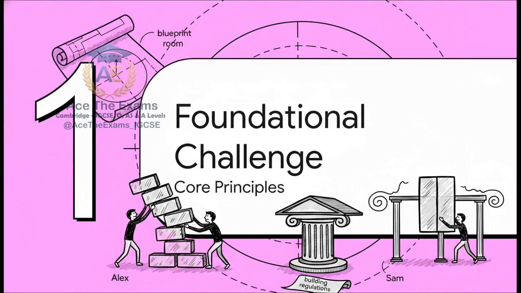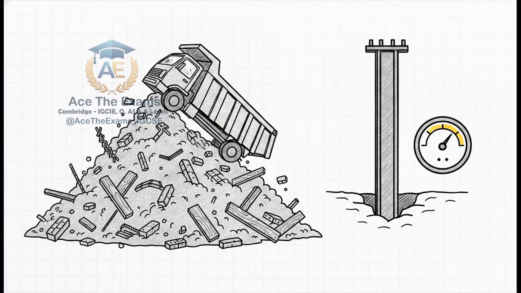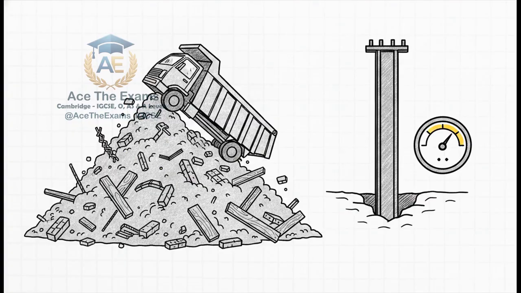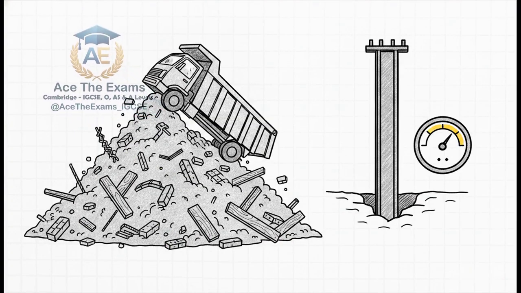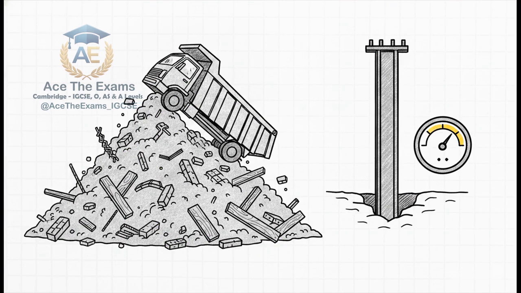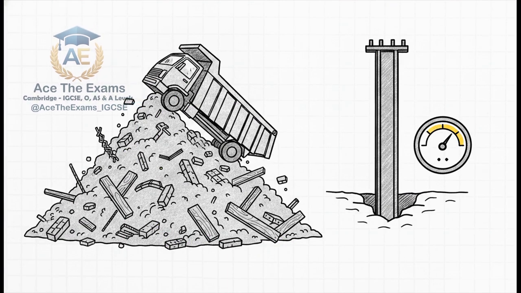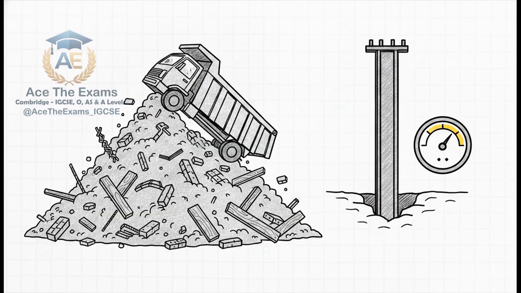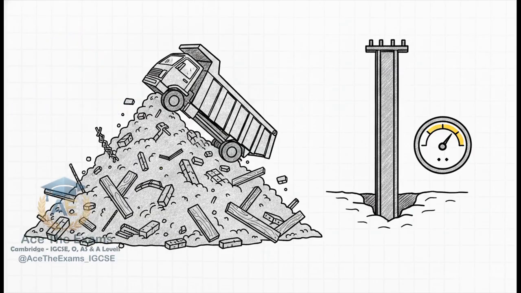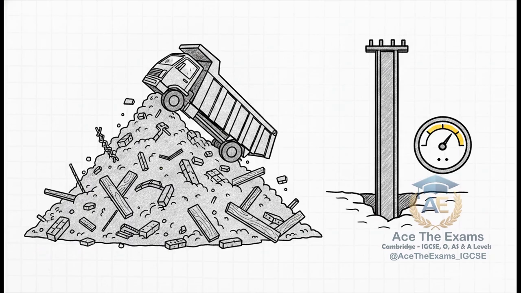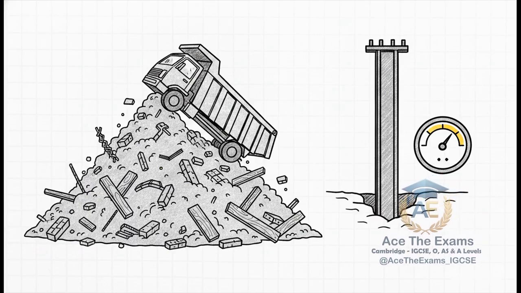Section 1, the foundational challenge. Let's step into the blueprint room. Our primary objective here is building an unshakable mathematical thesis. In the blueprint room, we look directly at the building regulations. These are the exact assessment objectives enforced by the Cambridge Examiner reports. And the number 1 regulation is this: you must prioritize analytical depth over superficial breadth.